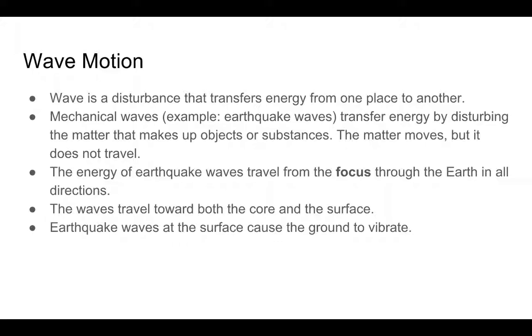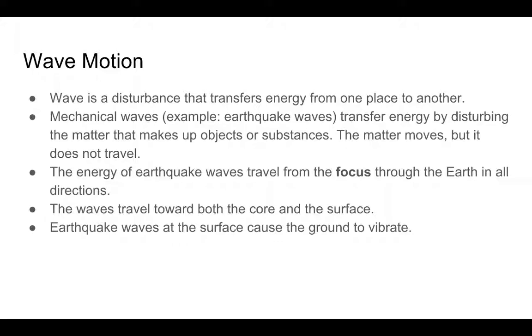So the first thing we're going to talk about is wave motion. A wave is just a disturbance that moves energy from one place to another. There are lots of different types of waves. Mechanical waves are what we're looking at as far as earthquake waves. They move energy by disturbing or disrupting the matter that makes up objects or substances.